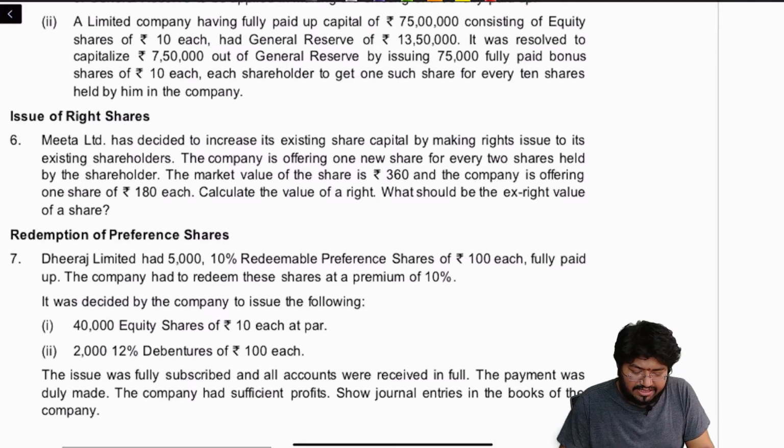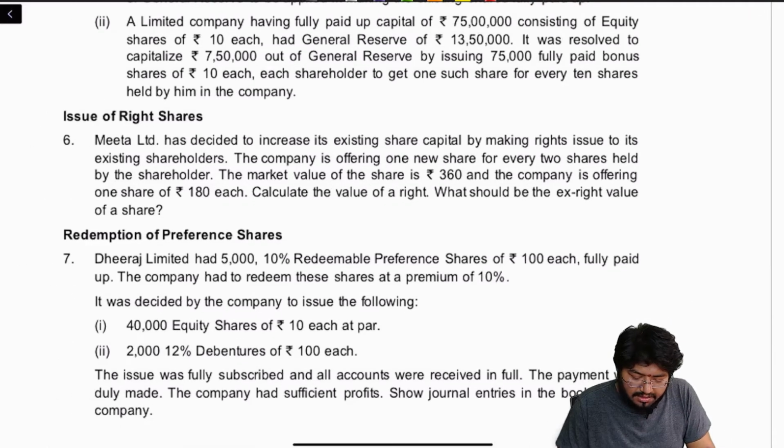Next, issue of rights. Meta Limited has decided to increase its existing share capital by making a rights issue to its existing shareholders. The company is offering one new share for every 2 shares held by the shareholders. The market value of shares is 360 and the company is offering one share of 180 each. Calculate the value of right. What should be the ex-right value of share? Now tell me, what kind of problem is this?